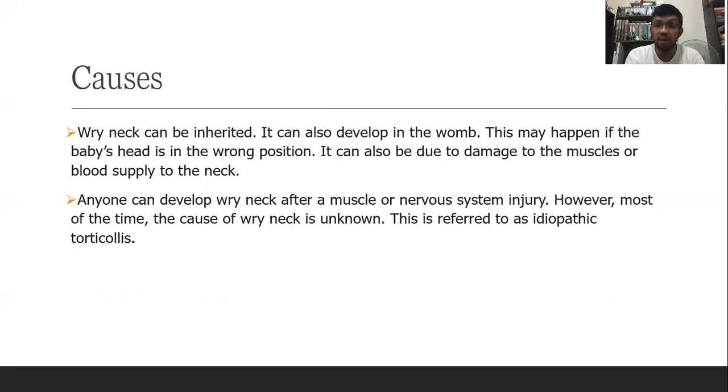However, most of the time, the cause of wry neck is, again, unknown. It's idiopathic. So if the cause of wry neck is unknown, it's referred to as idiopathic torticollis.